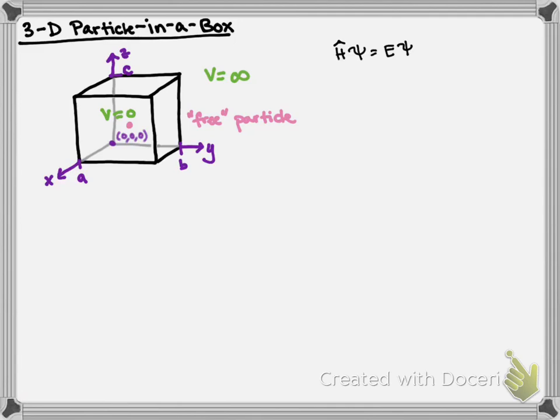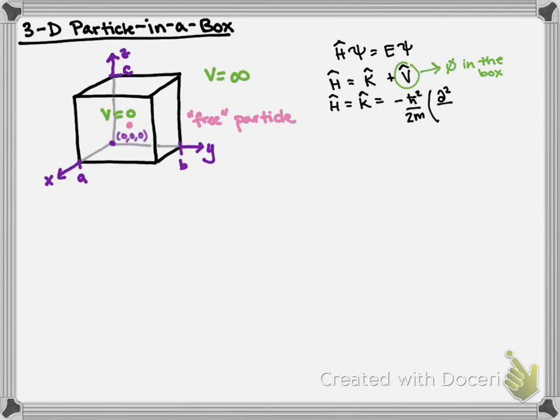So we'll set up our Schrödinger equation: Hamiltonian operator acting on the wave function of our free particle equals the energy of that particle times the wave function. Recall that our Hamiltonian operator is always the sum of the kinetic energy operator and the potential energy operator. However, what is the potential energy that the free particle experiences inside the box? Since this goes to 0, we know that our potential energy operator is also 0. We have no potential energy on the free particle. So our Hamiltonian is only equal to the kinetic energy operator.